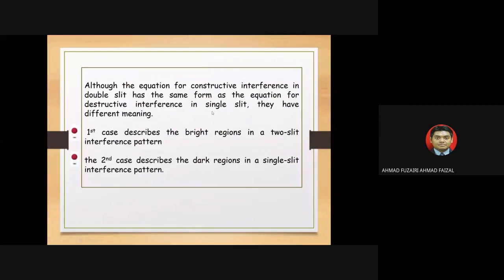Once again, although the equation for constructive interference in double slit has the same form as the equation for destructive interference in single slit, they have different meaning. The first case describes the bright regions in a two-slit interference pattern, and the second case describes the dark regions in a single slit interference pattern.